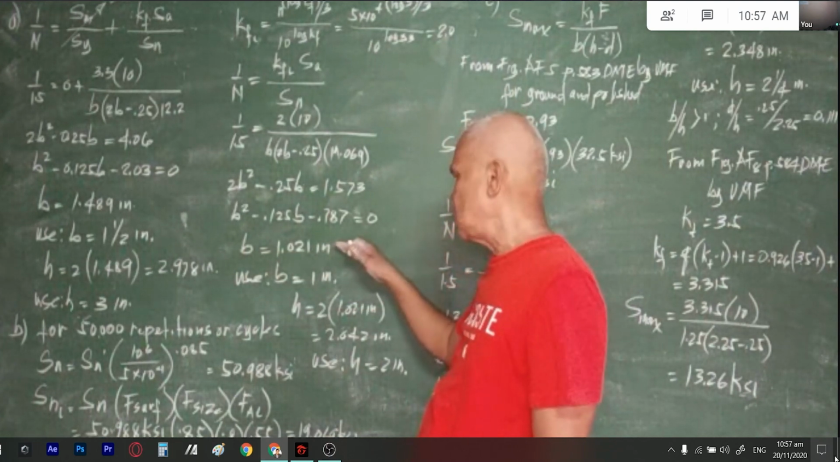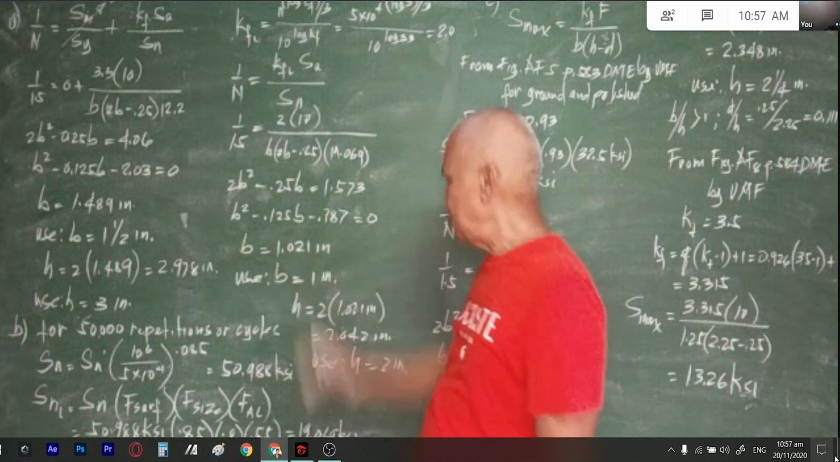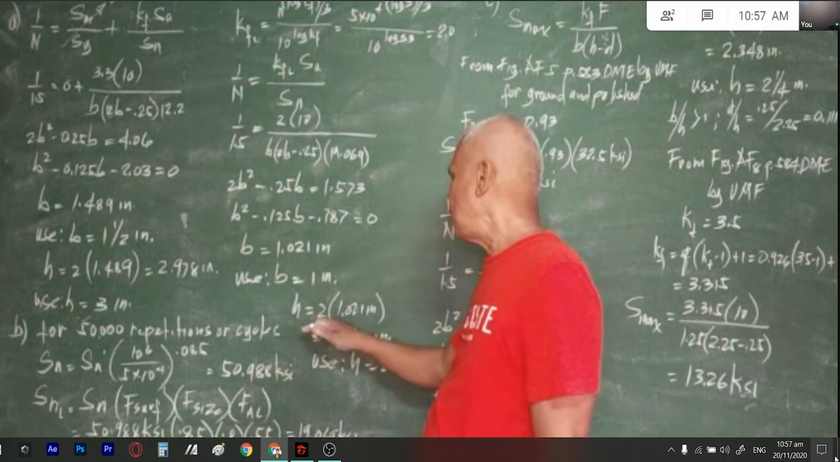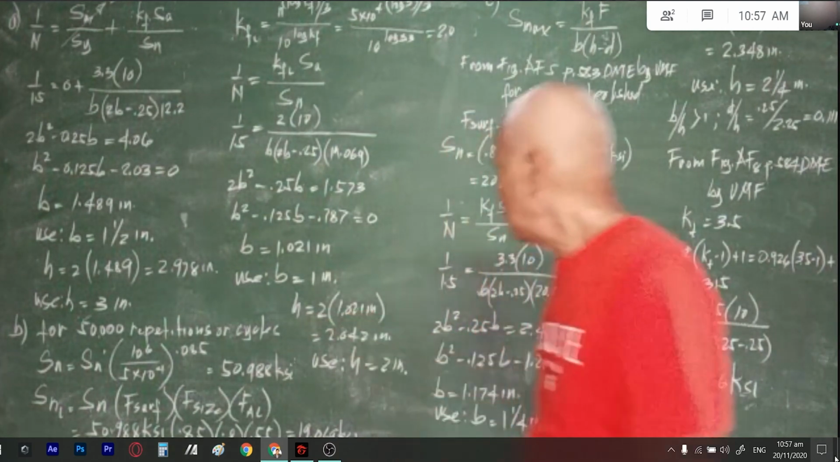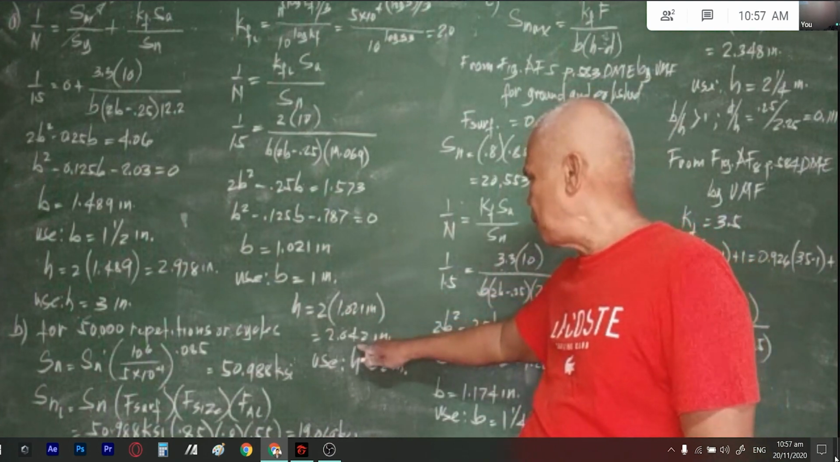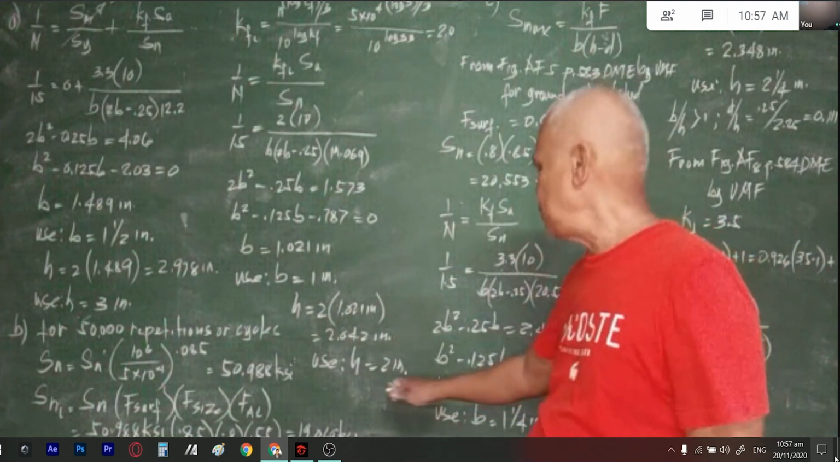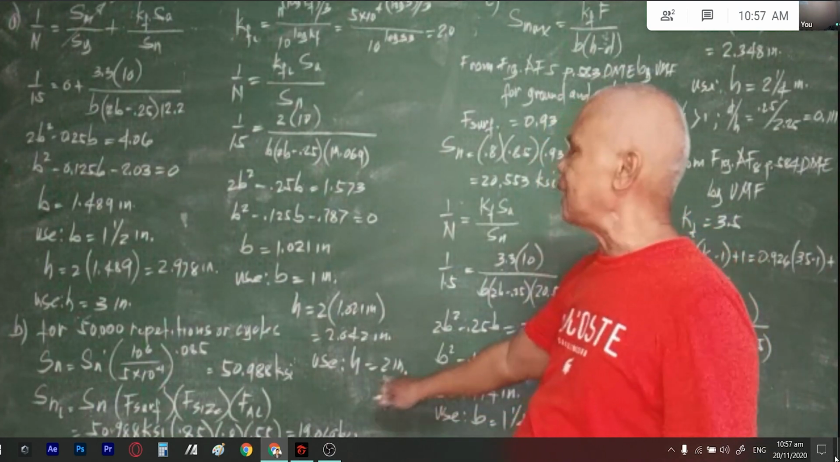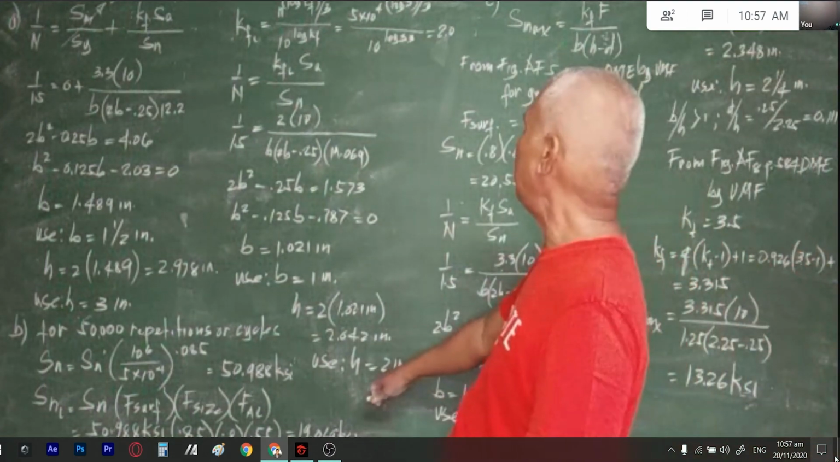1.021 inches. Or we can use b equal to 1 and x will be equal to 2 times 1.021 inches, which will give us 2.042 inches, or we can use 2 inches. That is for limited life.